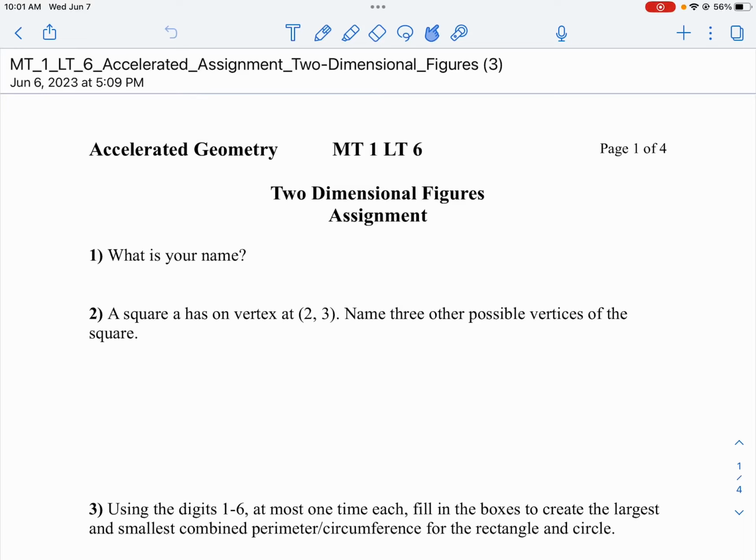In your LT6 assignment, don't forget your name. That's very important. Can't give you credit for the others. Question 2 has multiple correct answers.